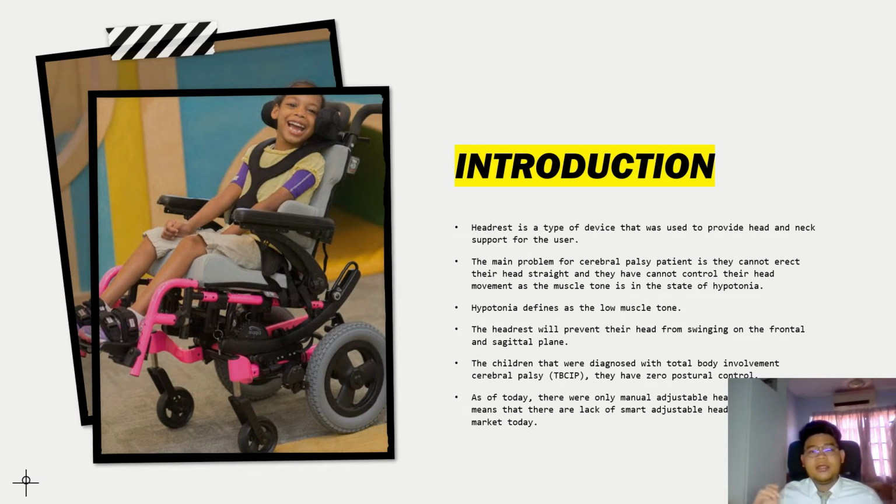Okay, so children who are diagnosed with total body involvement cerebral palsy have zero postural control, as you can see from these beautiful children over here. They depend on a wheelchair for their life, and the headrest will keep their head from moving. From what I found, as of today there are only manually adjustable headrests, and this means that there is a lack of smart adjustable headrests in the market today.